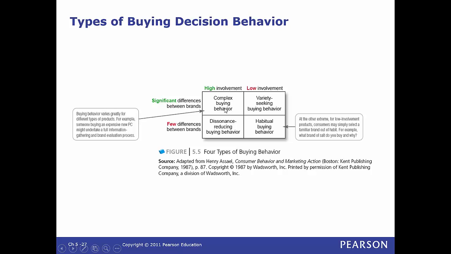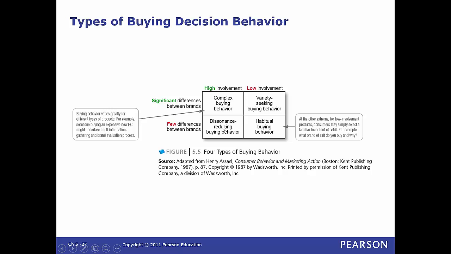As an example, if a consumer wants to buy a laptop, we all know that there are only few differences between different brands. Most laptop manufacturers produce similar laptop specifications. Here the consumer wants to reduce the dissonance by trying to find the most preferred brand from his colleagues or his family, and then finally he will buy a certain brand.